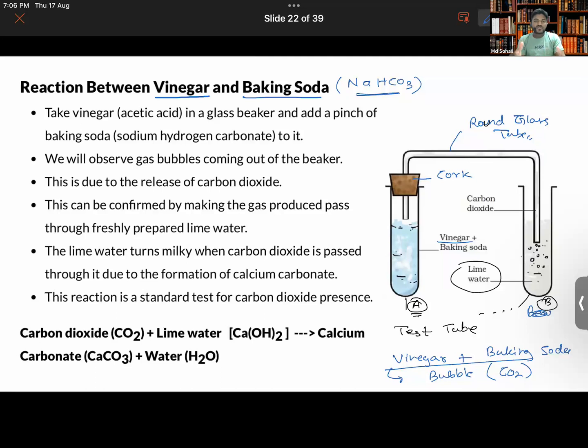If you have lime water and you pass carbon dioxide over it, the color of the lime water will change to milky color. Now further, what happens? The lime water turns milky. Here via this glass tube we are putting carbon dioxide into test tube number B, and you will see that the lime water will turn milky when carbon dioxide is passed through it, due to the formation of calcium carbonate. So it has turned milky, but why is it so? Because of the formation of calcium carbonate here.